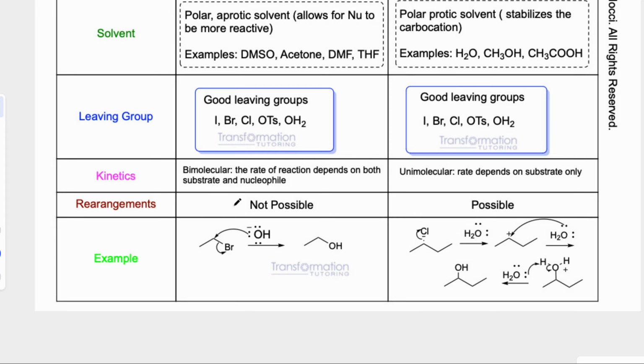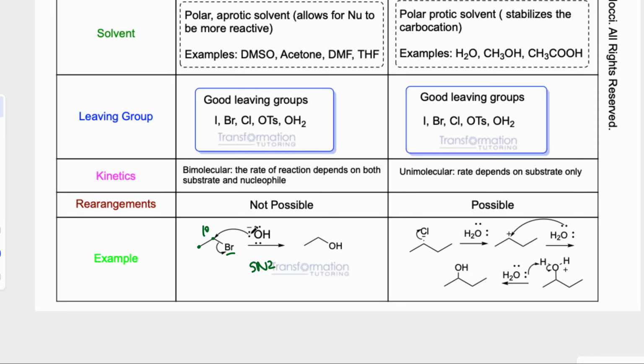Rearrangements are not possible in SN2 because it is a one-step concerted mechanism. And this is an example. I'm looking at the starting material. I notice Br. Br is a good leaving group right here. Is it primary, secondary, tertiary? This carbon is attached to one more carbon, so that means I have a primary substrate. Next, I look at what's on my arrow. OH minus is a strong nucleophile. So this must be an SN2 reaction.